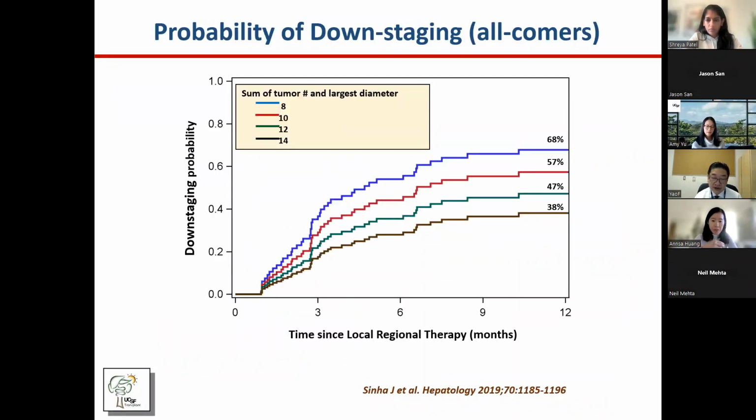An important observation here is that there's a very strong correlation between tumor burden, based on the sum of the tumor number and the largest tumor diameter, and the probability of successful downstaging. You can see that this probability goes down with increasing tumor burden. At this threshold of sum of the tumor number and largest diameter of 12, the probability of successful downstaging falls to under 50%. So this is an important observation for us to follow in terms of deciding whether somebody is reasonable to undergo downstaging.